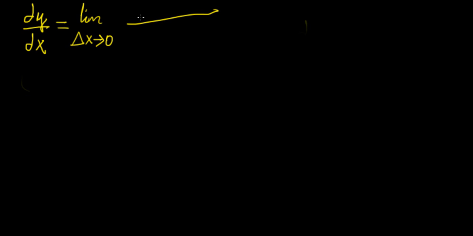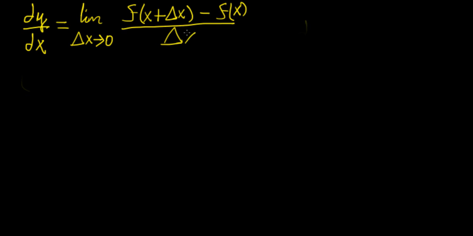So previously we defined the derivative as the gradient of a function at every point of x. So we talked about how the derivative of a function y as a function of x is equal to the limit as delta x goes to 0 of the following function: f of x plus delta x minus f of x, and here we have delta x. So y is the function of x, so we just represent it as this.